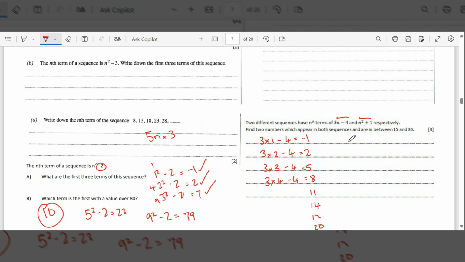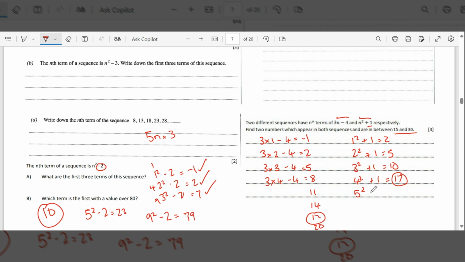Keep going. With the second one, 1 squared plus 1 is 2. 2 squared plus 1 is 5. 3 squared plus 1 is 10. 4 squared plus 1 is 17. Right, there we are. That's between 15 and 30, and it's in both sequences.